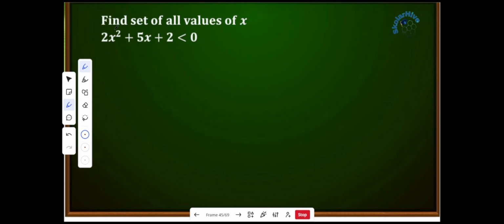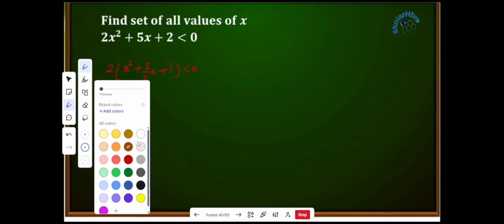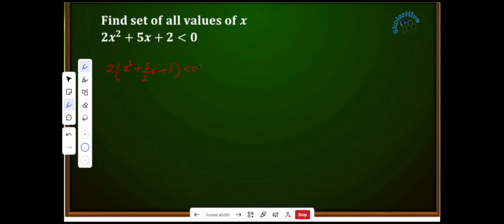First take 2 common to make the coefficient of x squared to be 1, so we'll get x squared plus 5 by 2 x plus 1, which is less than 0. Now as we divide both sides by 2, there won't be any change in the inequality sign because both are positive. So here this will become x square plus 5 by 2 x plus 1 less than 0.